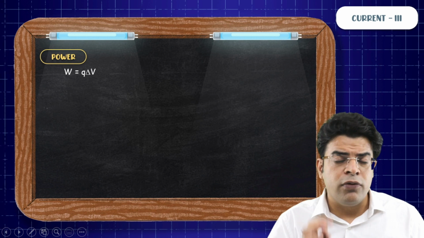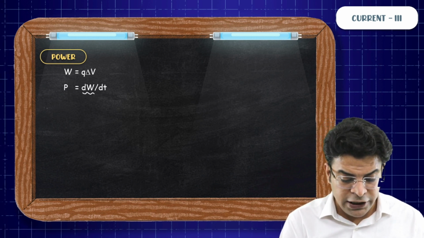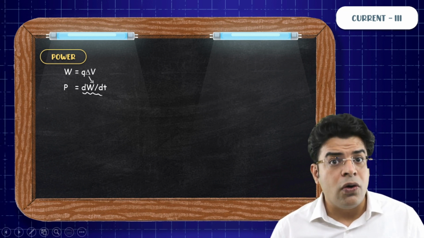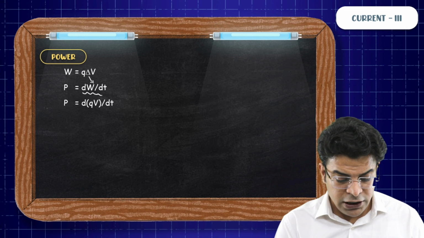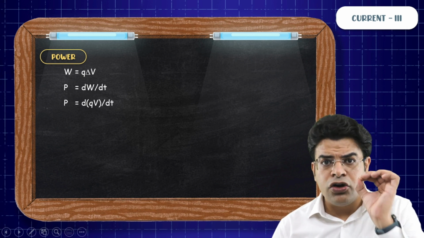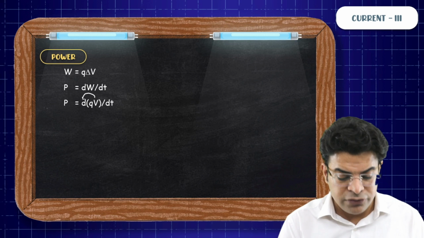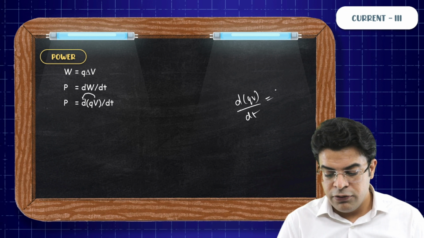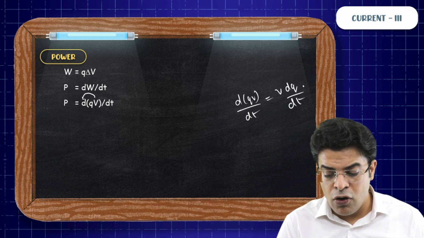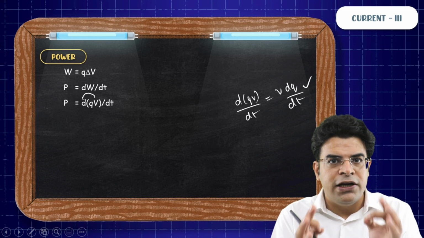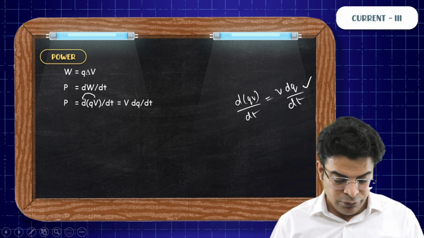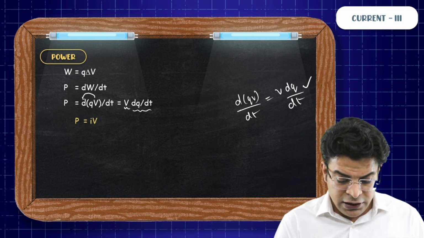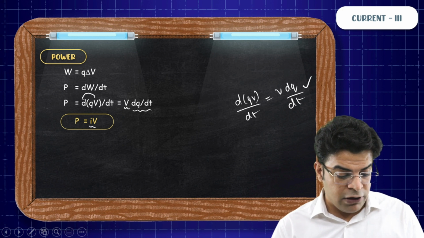So from the definition of power, power equals dW by dt, and in place of the work done, you can write qV. So power can also be written as d(qV) by dt. Now, if the potential drop is constant, you can take it out of the differentiation. So you can write the same term as V times dq by dt. And we all know what dq by dt is. dq by dt is the rate of flow of charge, which is current. So we take V outside, and dq by dt becomes current.